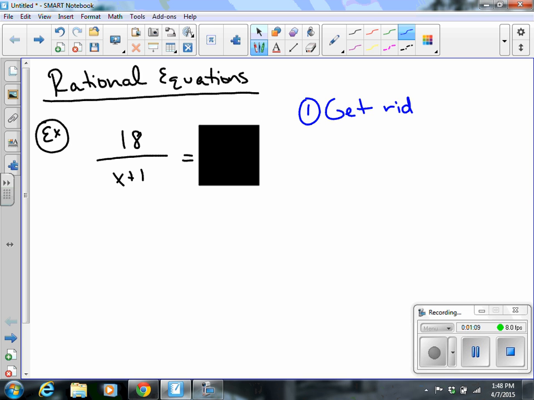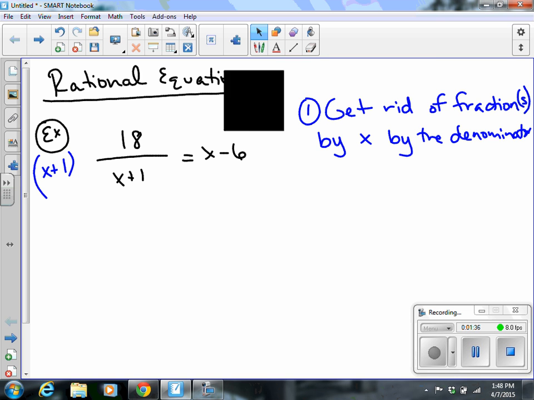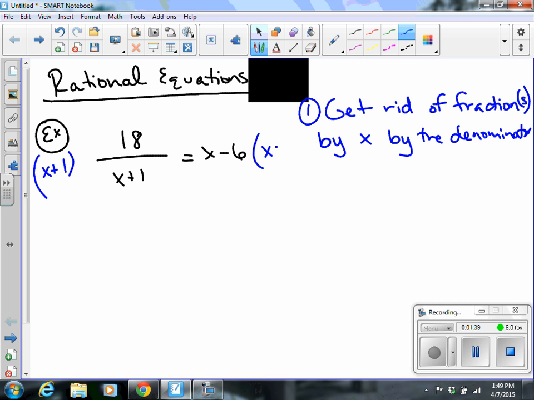So step one, get rid of fraction or fractions. So we're going to do that by multiplying by the denominator. So looking at that, I'm going to multiply both sides by x plus 1. I'm going to move this square here. Step 2, I'm going to distribute.